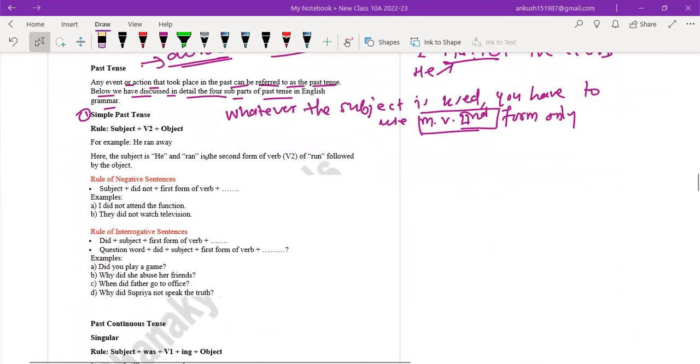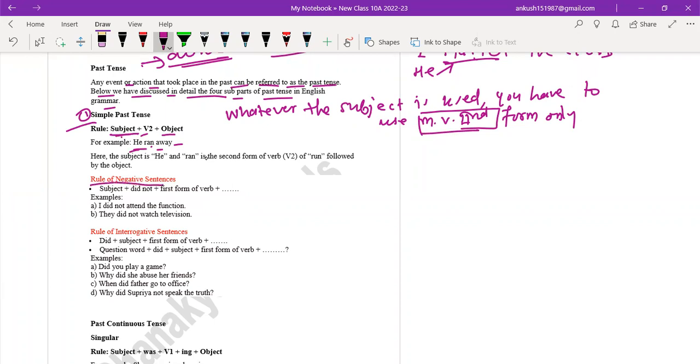So for this subject, see, it is not written even here for singular or plural, isn't it? But in all other tenses, you might have seen that word. So this structure is for singular and that structure is for plural. But in this tense, I did not use here singular or plural because all the subjects take V2, means verb second form, and object with them. So he ran away. Here he is subject, ran is second form of run, and away is adverb. Okay, understood? Yes, sir.